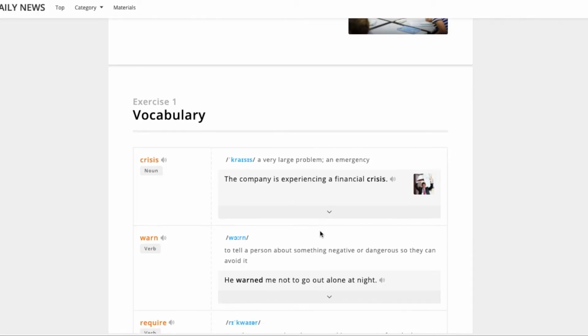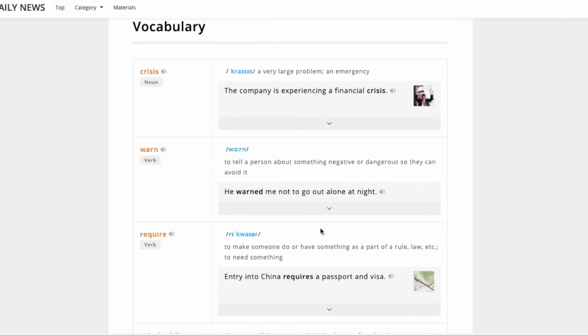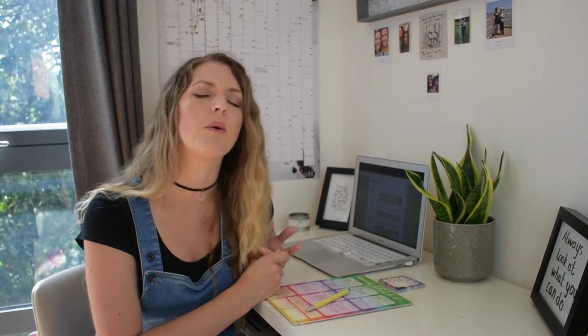So once you've picked the article, the first thing to look at is exercise 1, vocabulary. I would recommend, even if you think the vocabulary is easy, still read out the words and their definitions and examples because the tutor can help you with any pronunciation mistakes. And you might find that you have a question about one of the examples, about what it might mean.